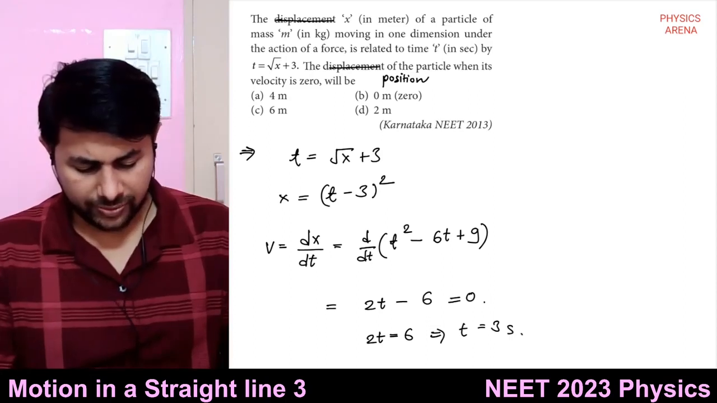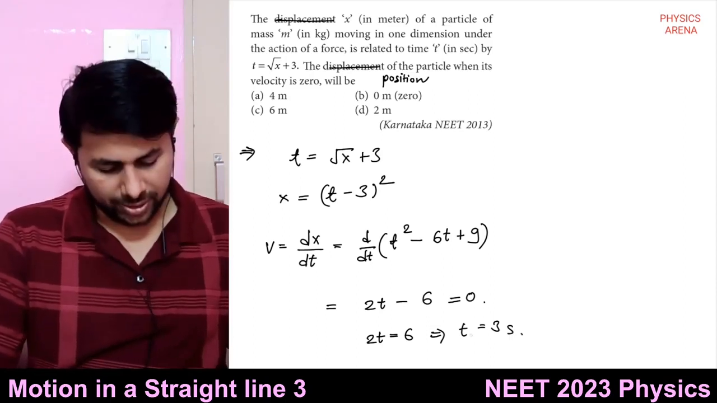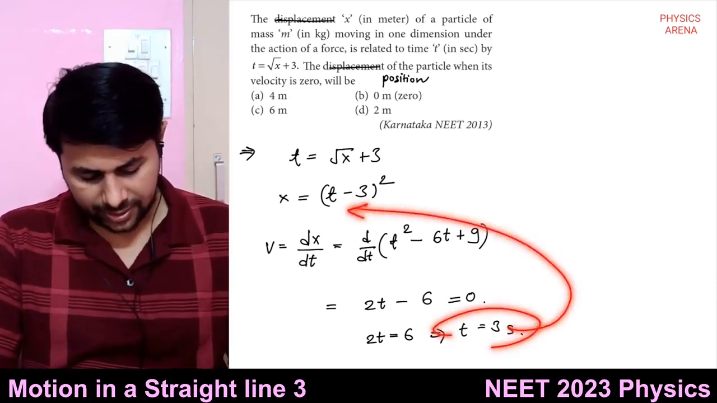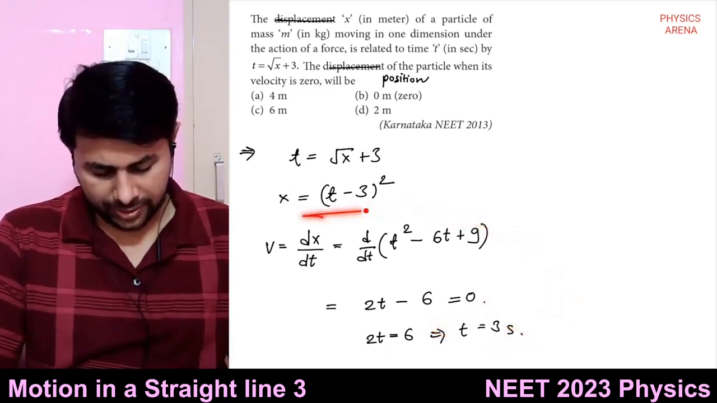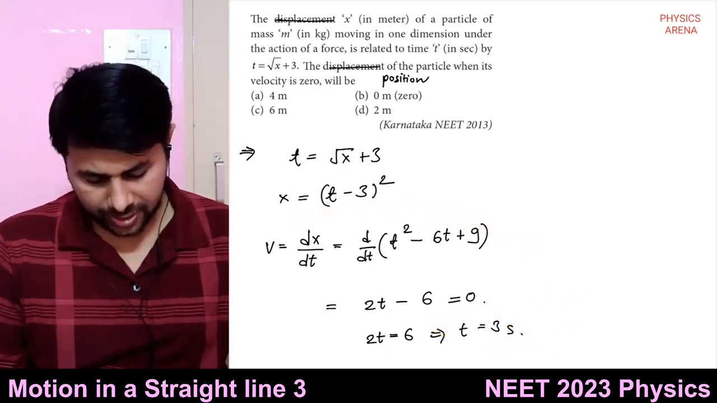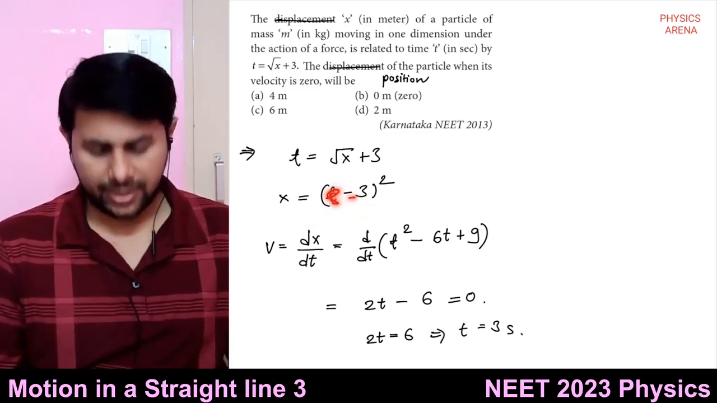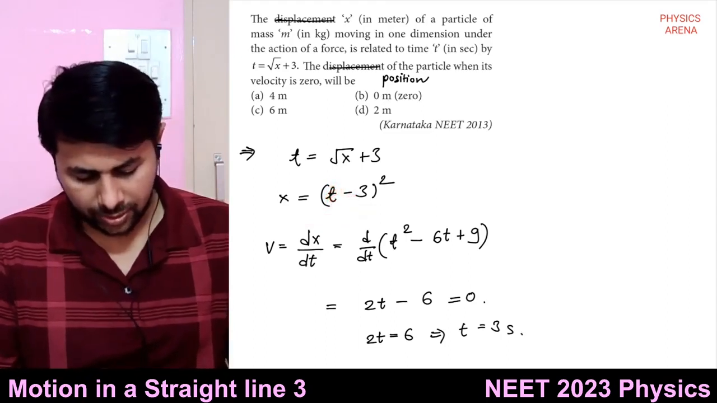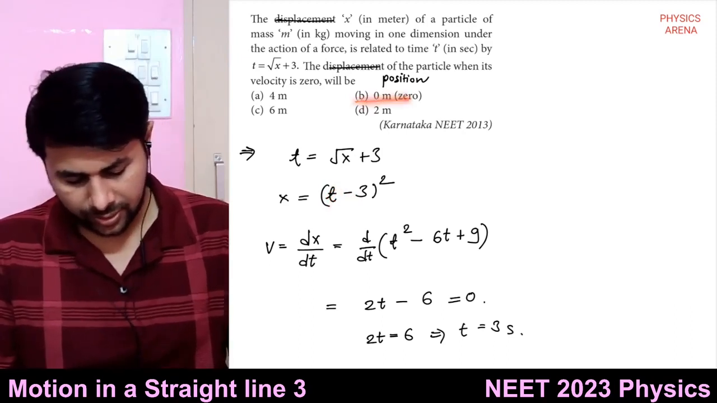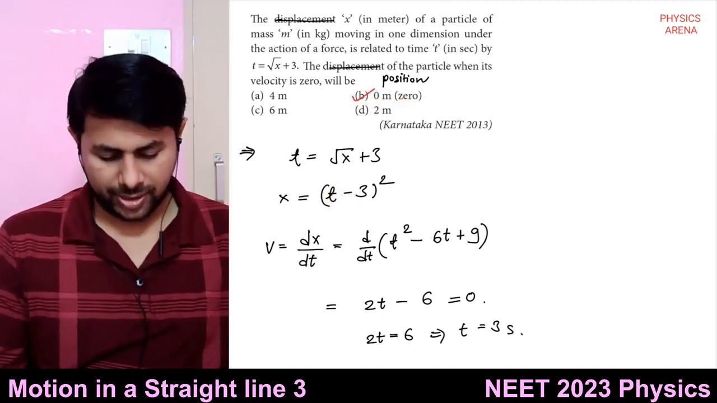And you are asked what is the position at this time. So put t equals 3 seconds here. Okay, you got this formula for x, so put t equals 3 here. So what do you get? 3 minus 3 is 0. Okay, so the answer is 0. So the answer is option B, 0 meters.